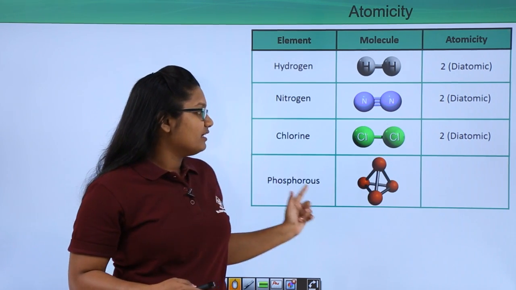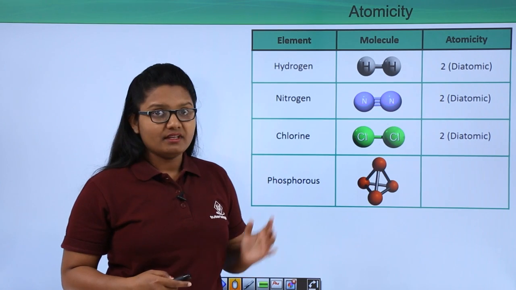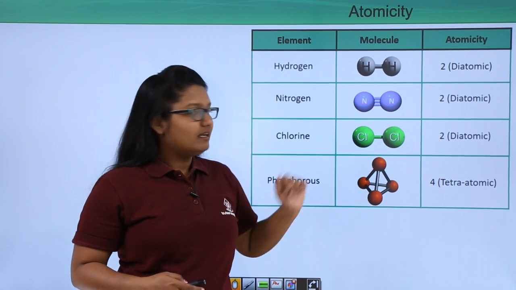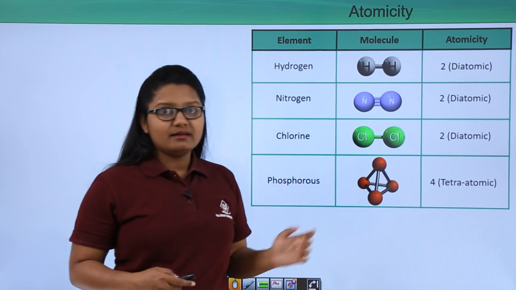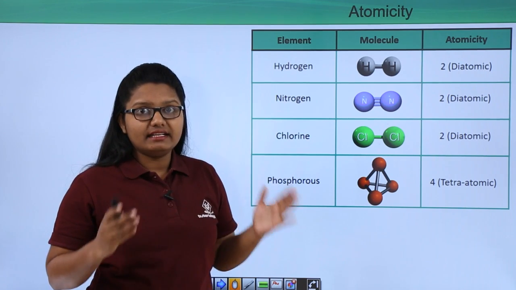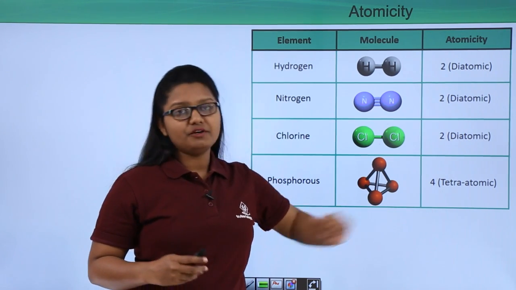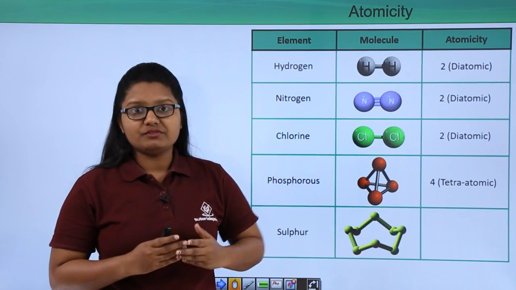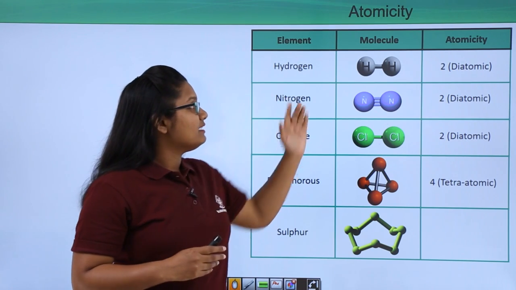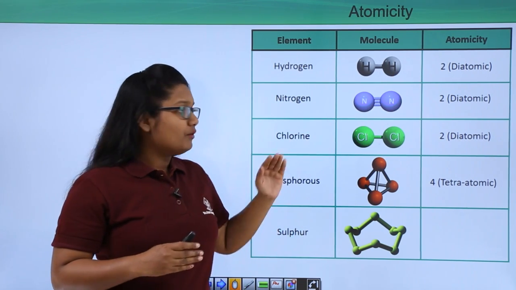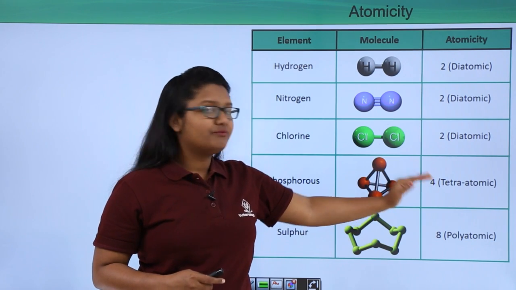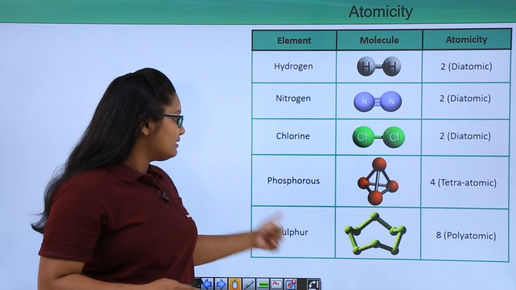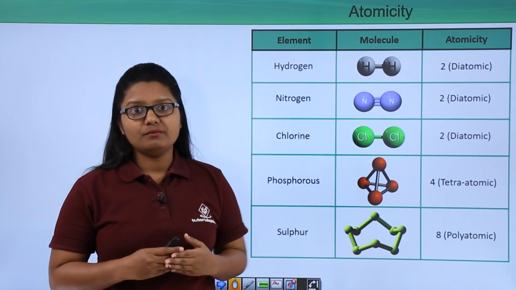Now a molecule of phosphorus has 4 atoms of phosphorus. So its atomicity becomes 4 since it has 4 atoms of phosphorus. Now any molecule with 4 atoms of an element is said to be a tetraatomic molecule. Here tetra stands for 4. Now a sulfur molecule has 8 atoms of sulfur bonded together, and therefore its atomicity becomes 8. Now any molecule with more than 4 atoms in it is said to be a polyatomic molecule, and so this sulfur molecule is said to be a polyatomic molecule.